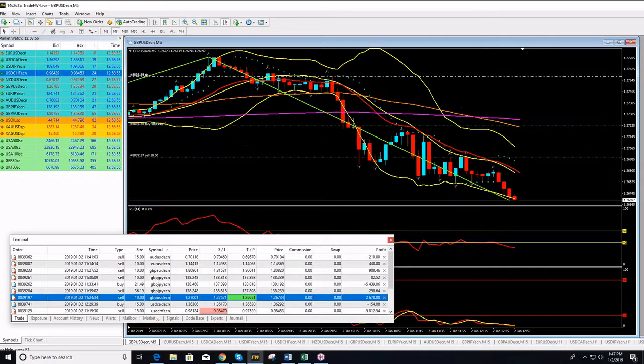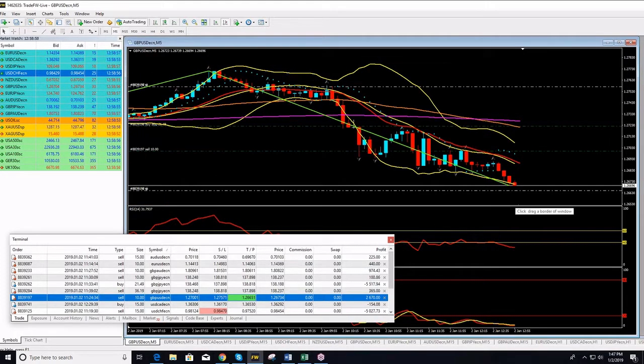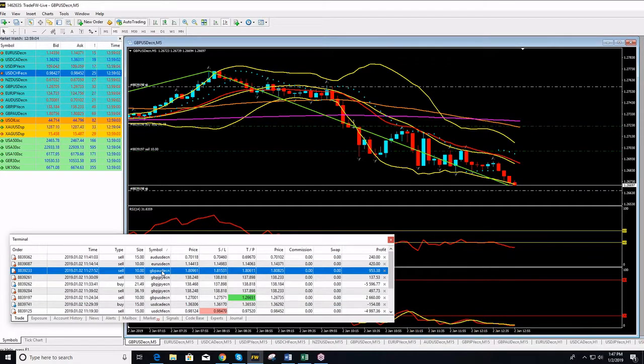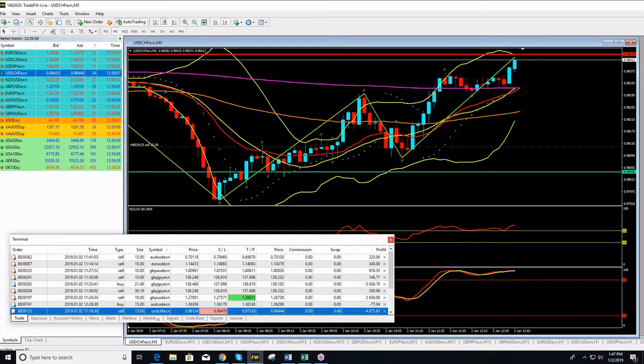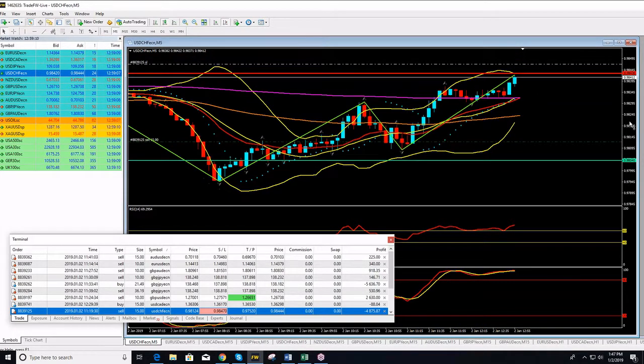Pound dollar is doing well. It's our best performing trade actually for the moment. And as you can see, the majority of the trades are making money. The only exception is dollar CHF. But a trade is not lost until it hits stop loss, guys. So let's see if we will manage to get out of that. We will see. You are monitoring my screen, and I will keep you updated.